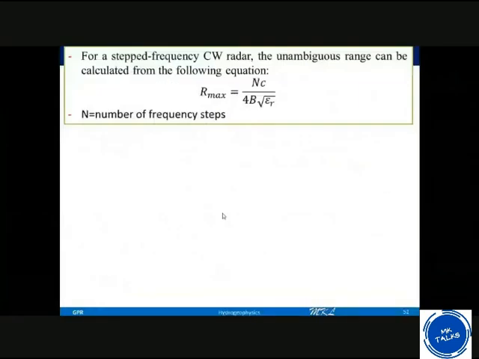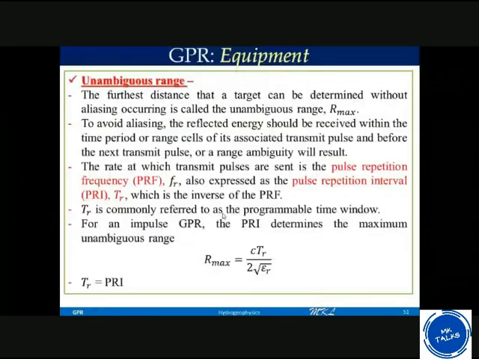Or PRF, how would you find the PRF? Physically, you have seen the PRI, that's pulse repetition interval. PRF can be estimated by inversing the PRI: PRF equals 1 by PRI. Okay, so now there is a formula to calculate it. Rmax equals cTr divided by 2 root epsilon r. So that's the formula of Rmax.